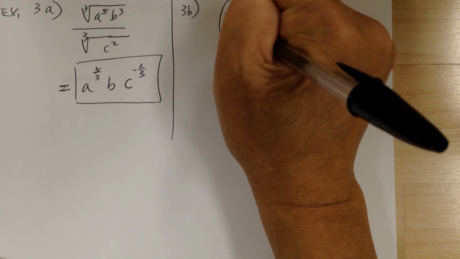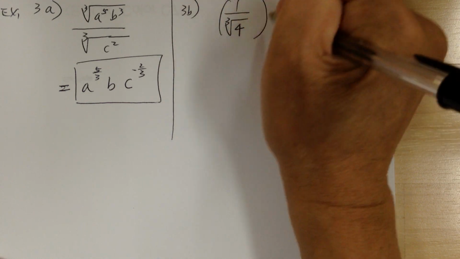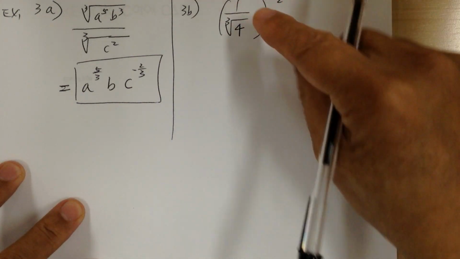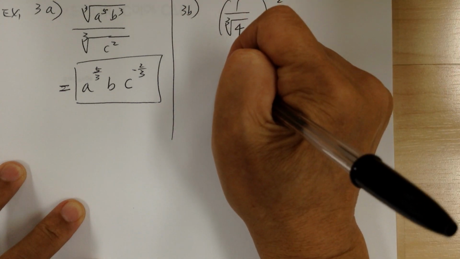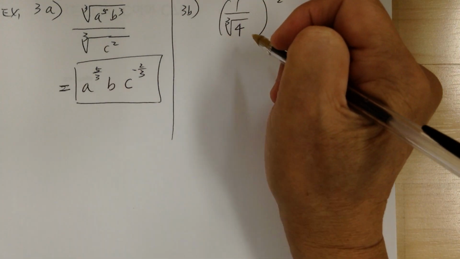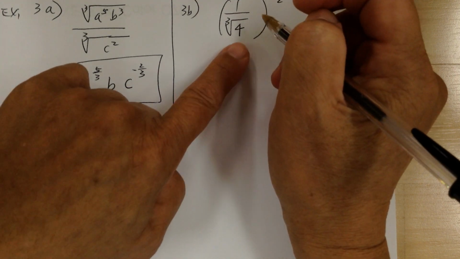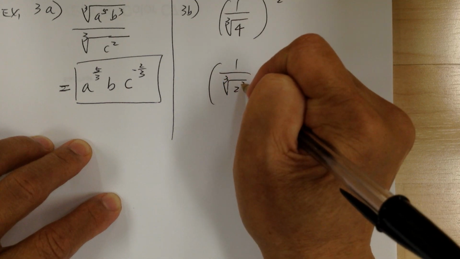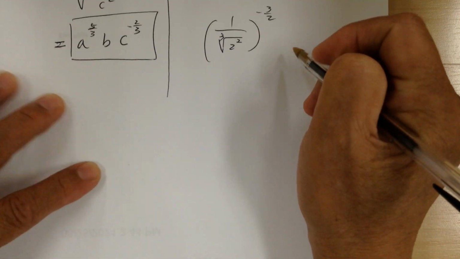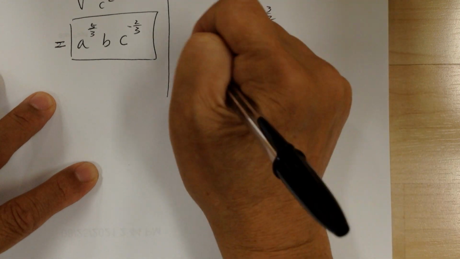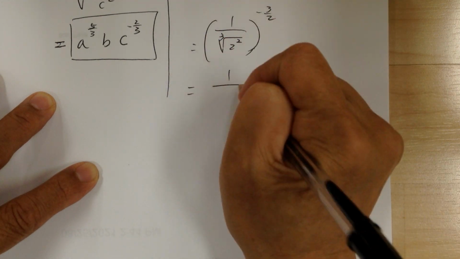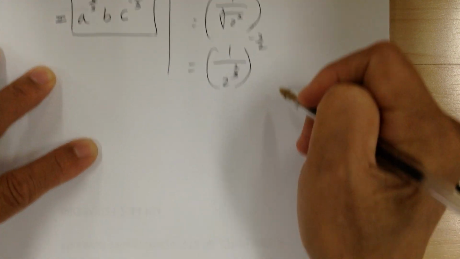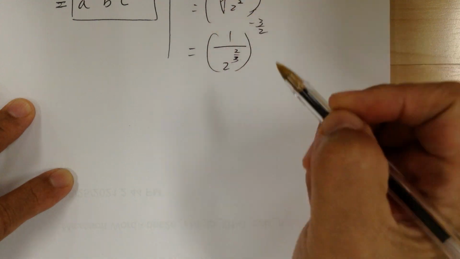Okay, we've got 1 over the cube root of 4 to the negative 3 over 2 power, and we want to put it in exponential form. So first I'm going to flip this over. Let's do one step at a time. Let's make this into 2 squared. And then this becomes 1 over 2 to the 2/3 power.